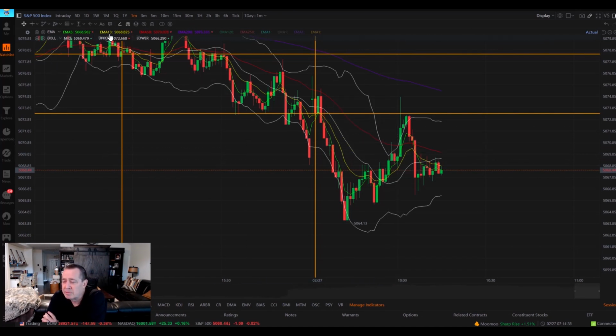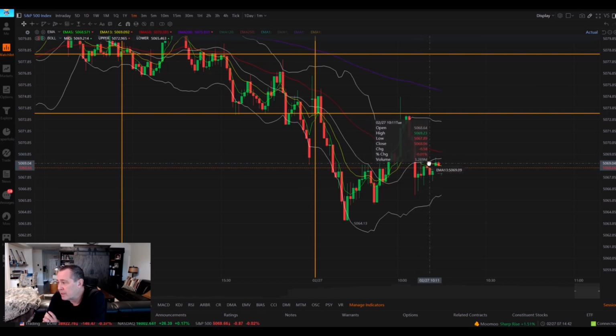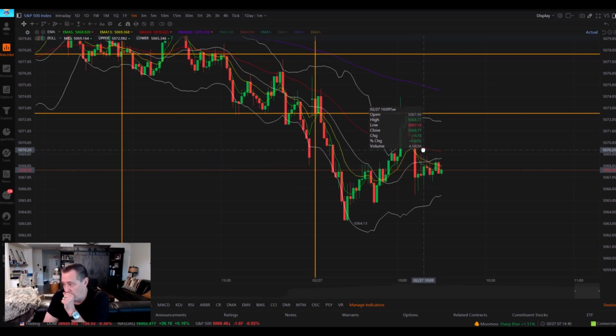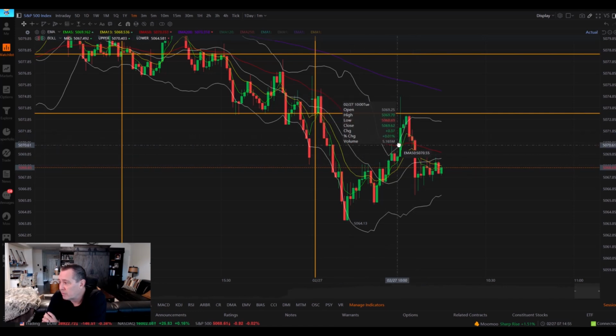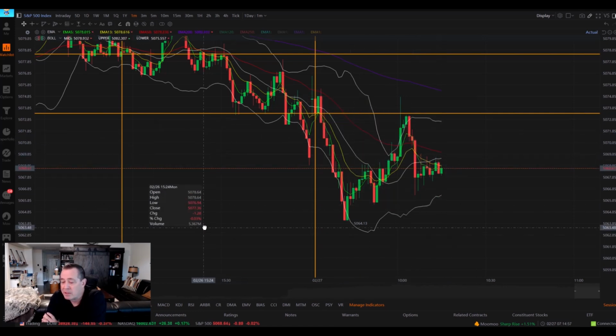On this chart, the 13 is the yellow and the 50 is the red. The yellow is still below the red, the 13 below the 50, and then the green, which is the 5-day, is moving lower. So we're looking for red candlesticks and a continuation down. That's where we're at right now.